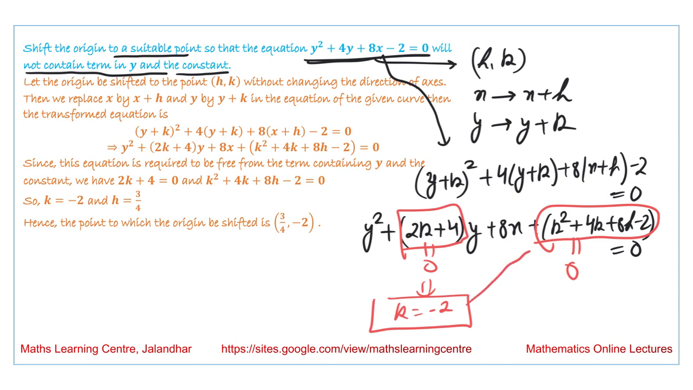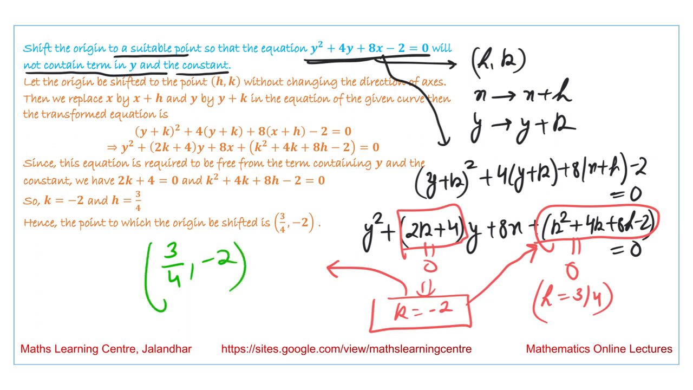If we substitute this value of k over here, we obtain the value of h is equal to 3 by 4. So the origin should be shifted to the point (3 by 4, minus 2). If the origin is shifted to this point, then this equation will be free from the term in y and the constant term, and the equation will become y square plus 8x is equal to 0.